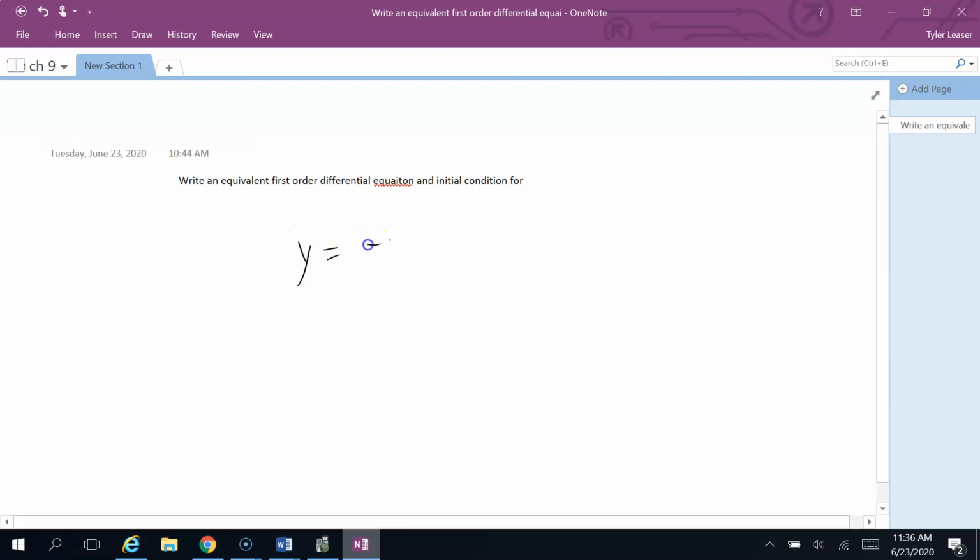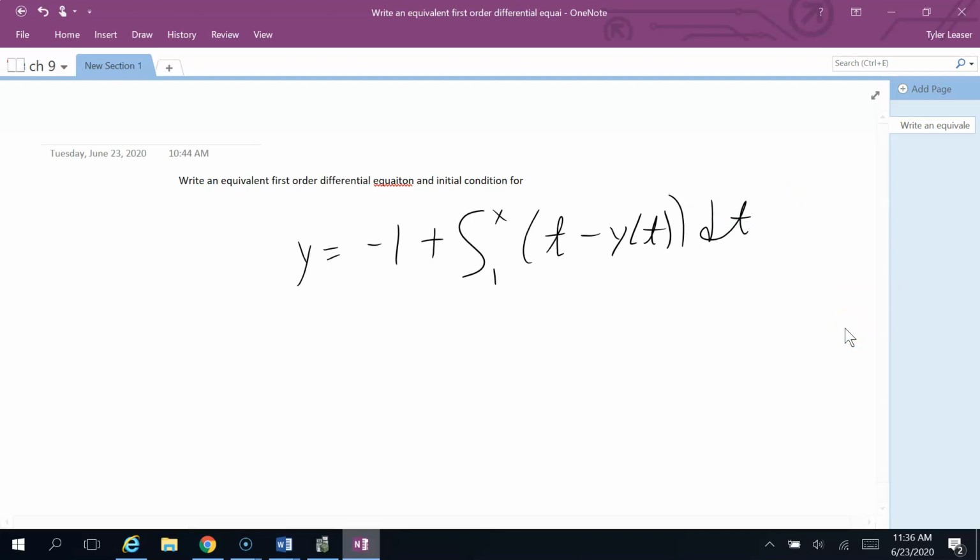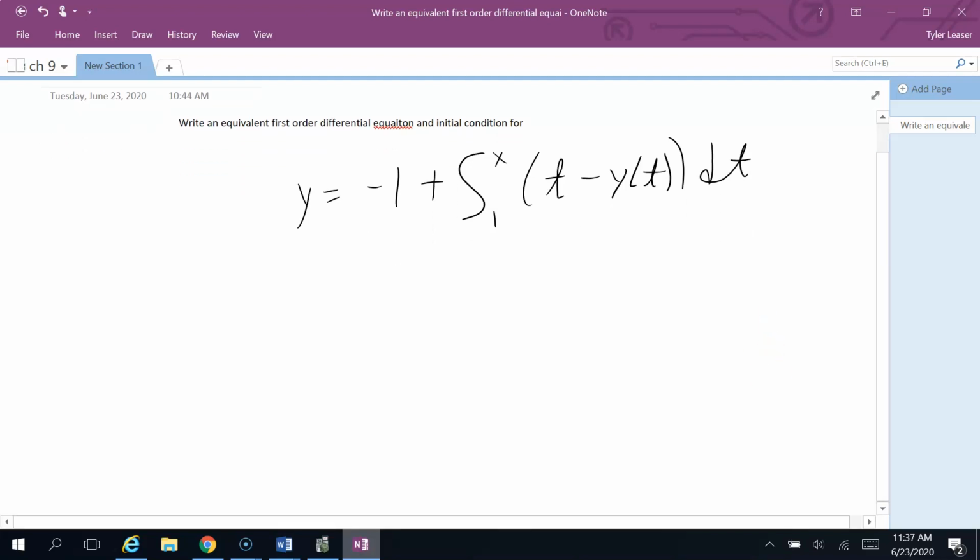y is -1 plus the integral from 1 to x of t minus y of t dt. Okay. All right, so the whole point of this question is to show you that differential equations and integral calculus are the exact same thing. What we have written here can be rewritten into a differential equation, and they represent the same kind of thing. There's one other thing I want to show you after this, just to, again, show you the comparison between differential equations and integration.